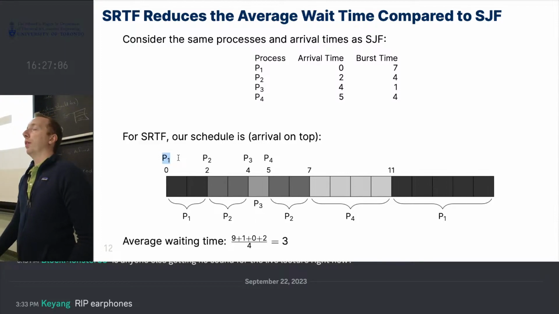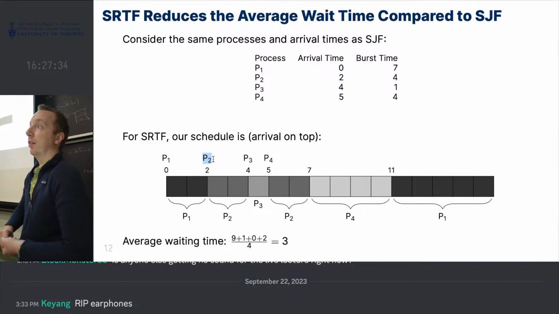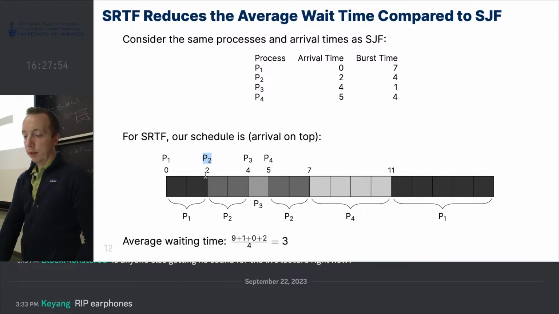So at time 0, we still have process 1, which is the only process, so it would get scheduled. It would run for 2 time units, and then process 2 comes. When process 2 comes, the scheduler can preempt and pause process 1. At time 2, process 1 has executed for 2 time units. It wants to execute for a total of 7, so it has 5 remaining. Process 2, which just arrived, has 4 remaining time units. So if we're doing shortest remaining time first, process 2 is shorter than process 1, so we schedule process 2, and it executes for 2 time units until process 3 comes in.